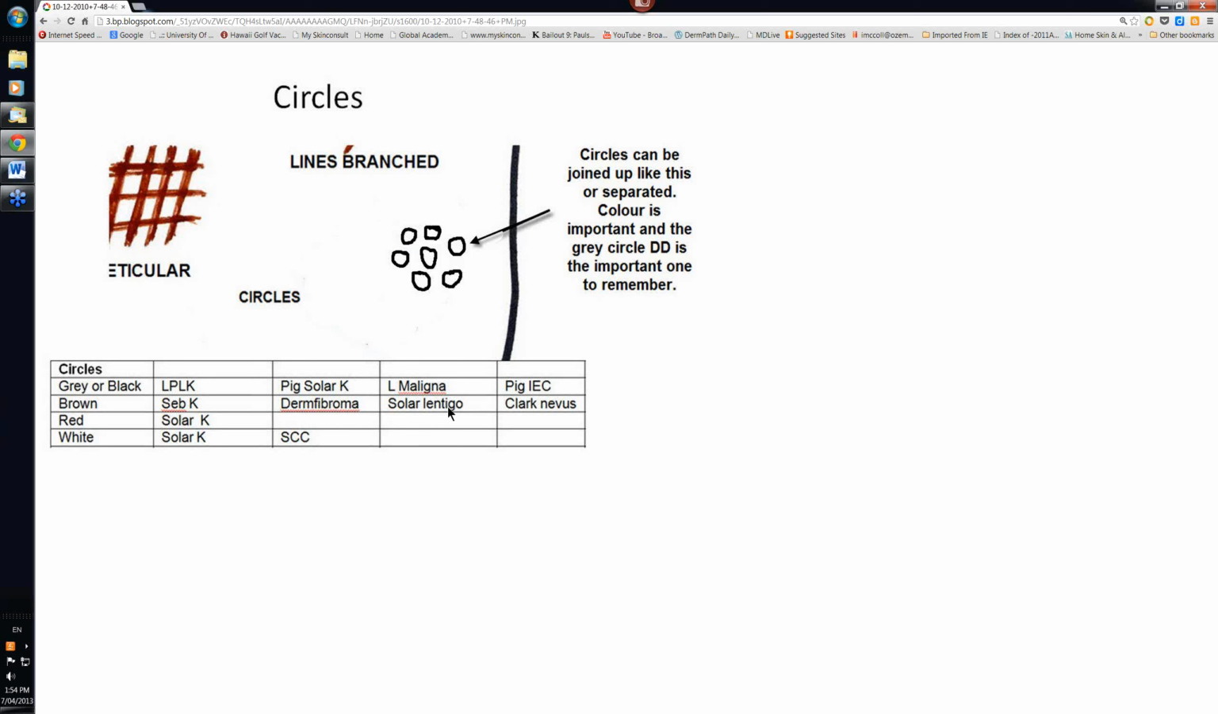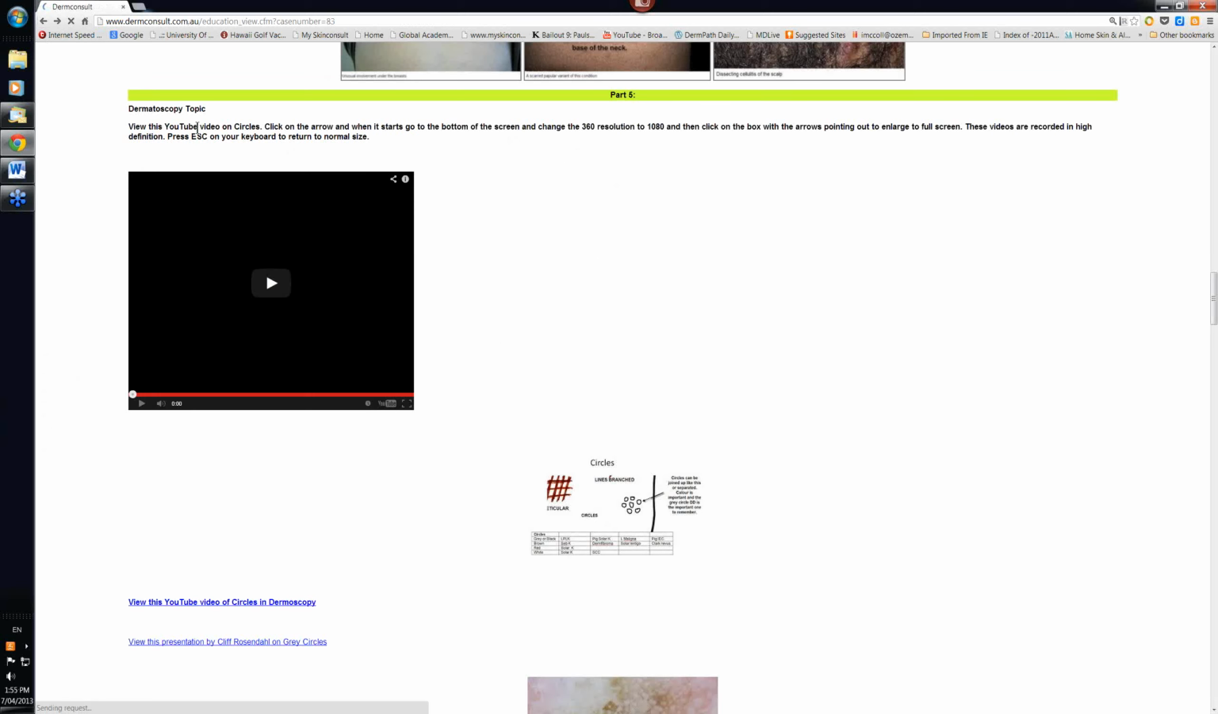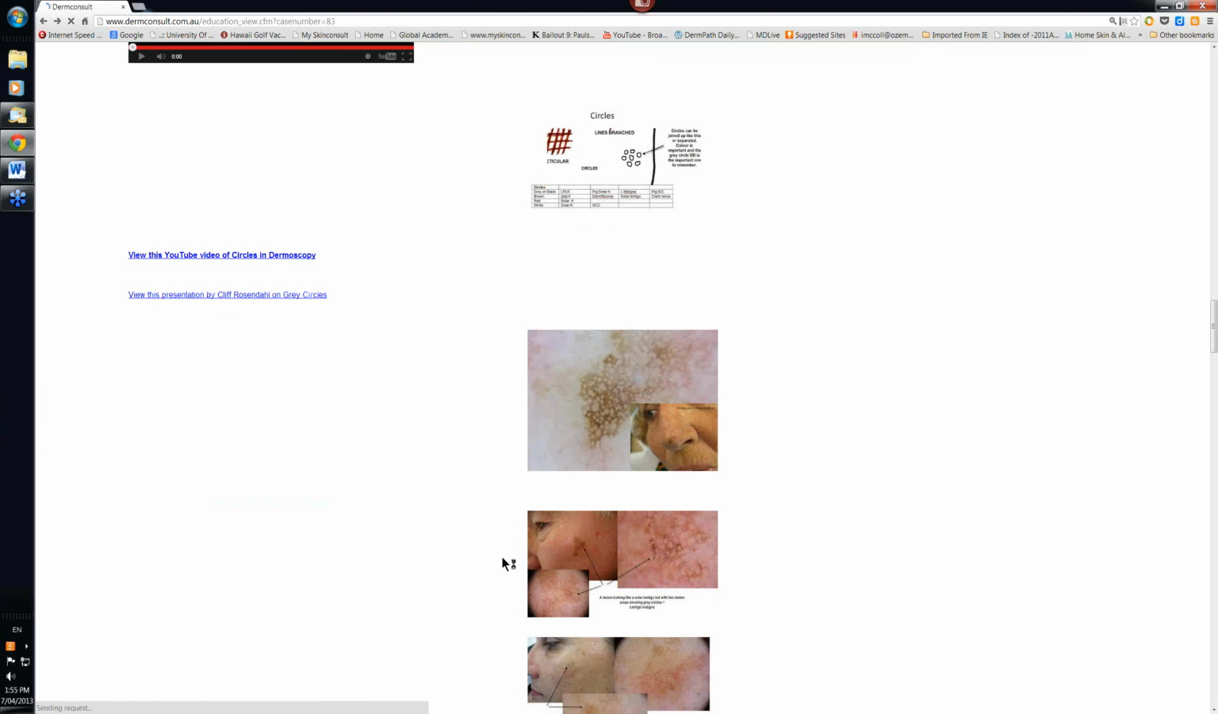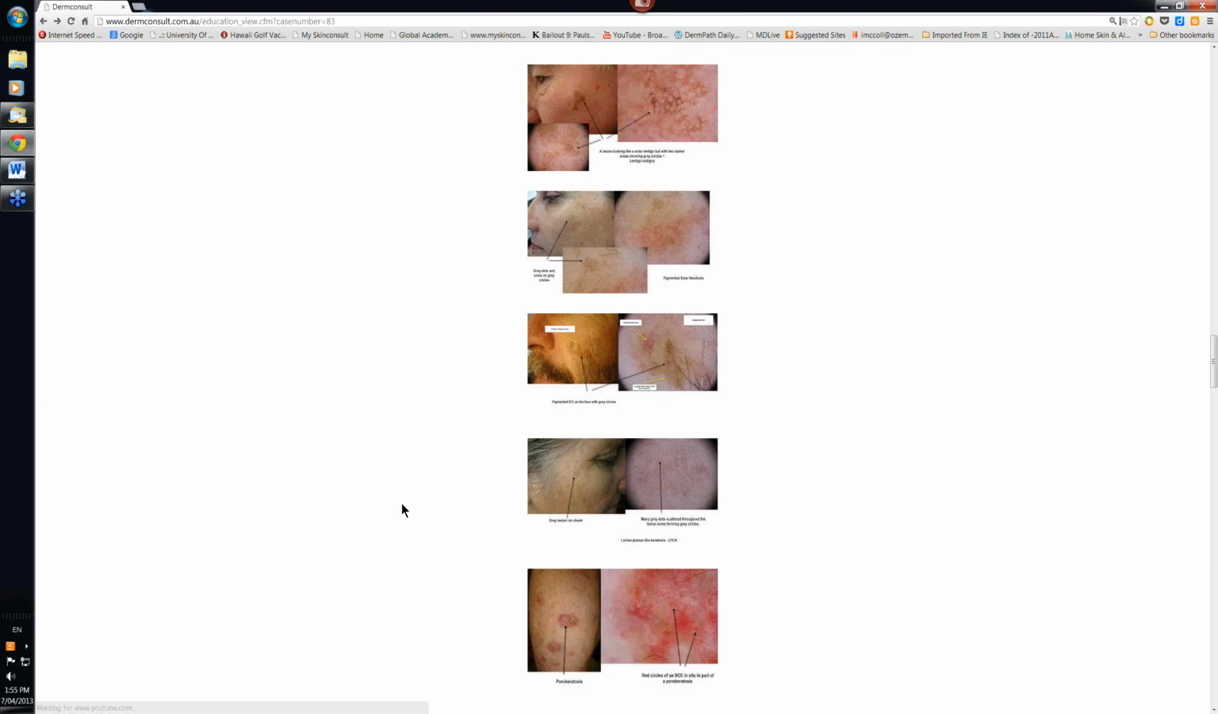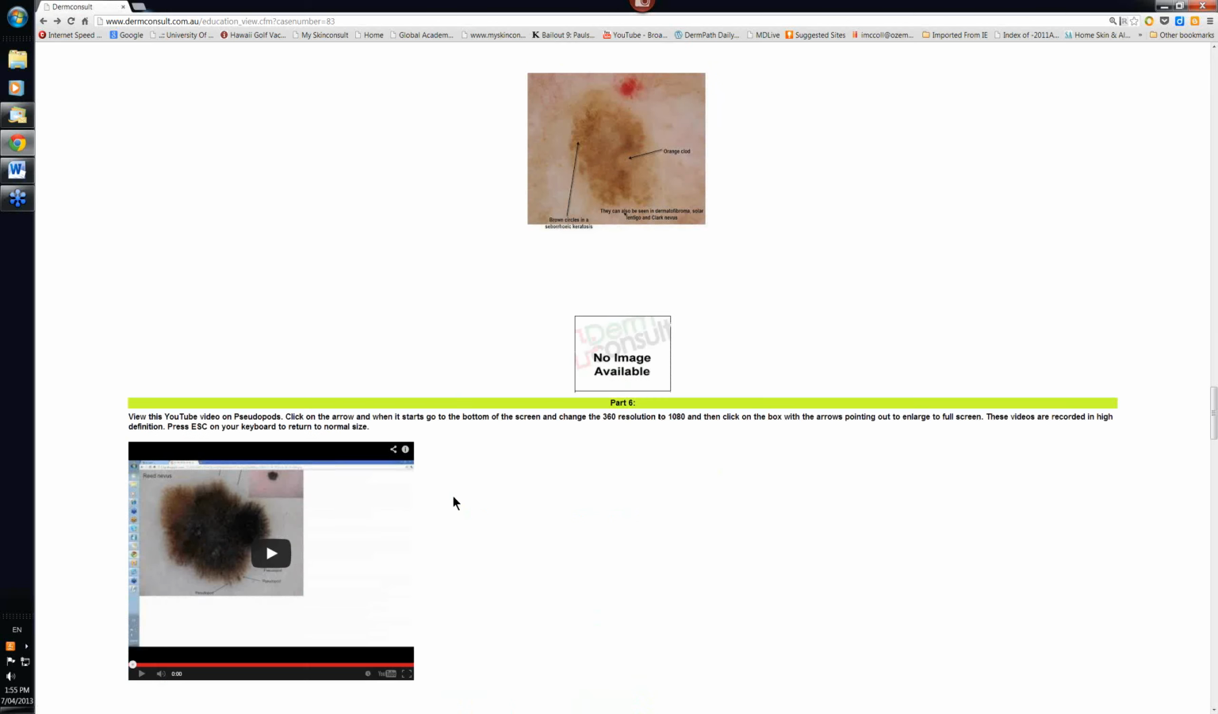Solar lentigo, again, it's not melanocytes here. It's basically an increase in melanin in keratinocytes. But brown circles are also part of a Clark nevus. The gray circles are the ones that we're going to talk about in the webinar itself, so I'm not going to go over these, but we'll be looking at these four conditions: lichen planus-like keratosis, the LPLK, the pigmented solar keratosis, lentigo maligna, and pigmented IEC. Now, we'll do those circles later.